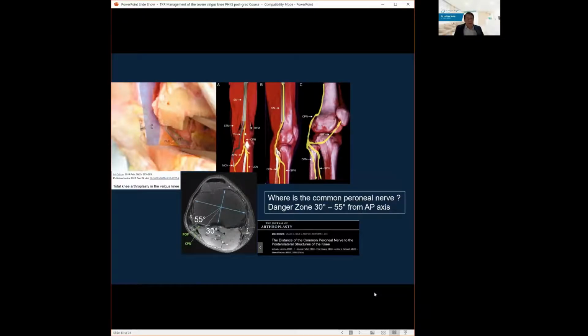This is an interesting study showing where we expect to find the common peroneal nerve in relation to the posterior lateral structures of the knee. The nerve will be over this corner in the 30 to 55 degree angle to the anterior posterior axis of the tibial plateau, lying here just behind the popliteus tendon. So it's imperative that we do not put a direct blade release to the posterior lateral capsule, but instead we keep the diathermy onto the bony margin and slowly release the capsule off the bony margin.